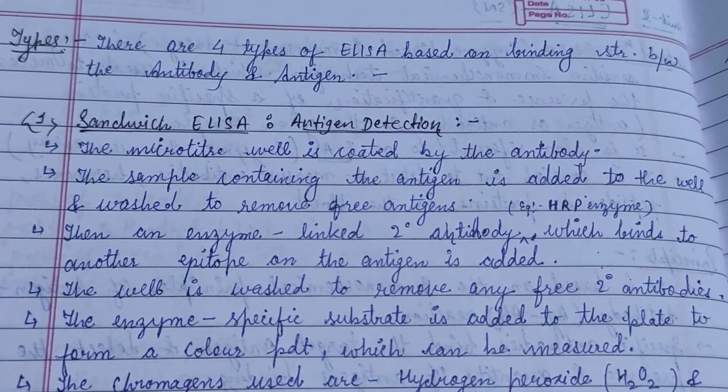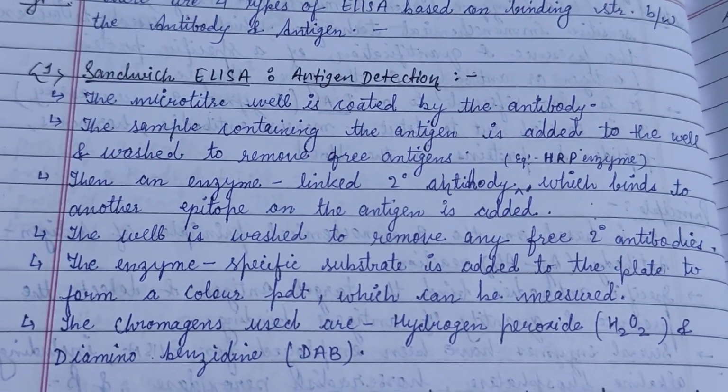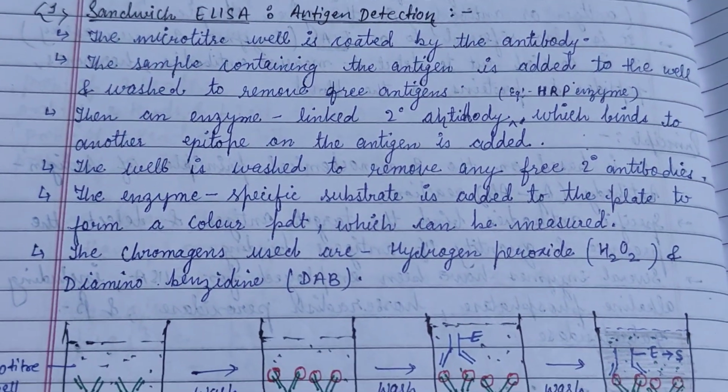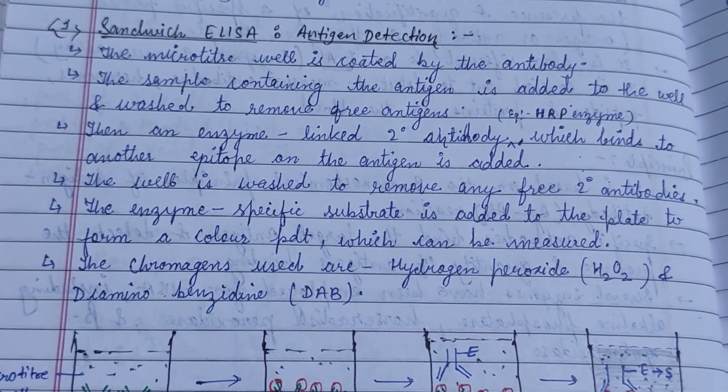Next is the types of ELISA. So basically there are four types of ELISA based on the binding structure between the antigen and the antibody. So first is the sandwich ELISA. It is used to detect the antigen.